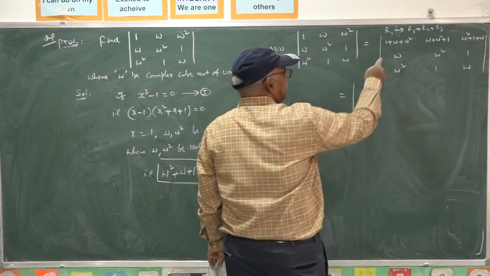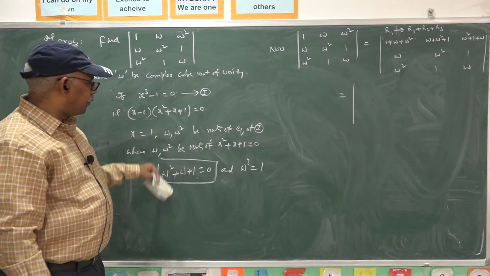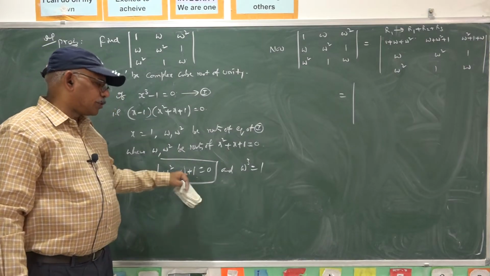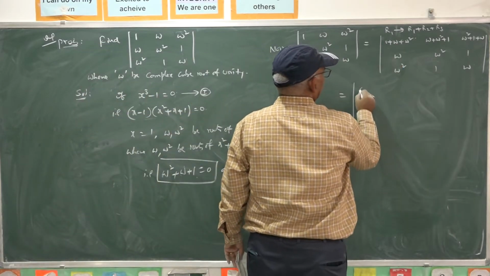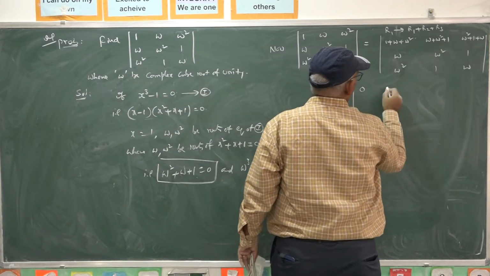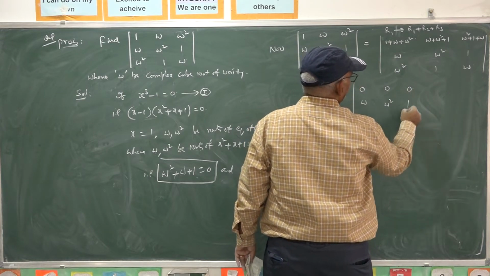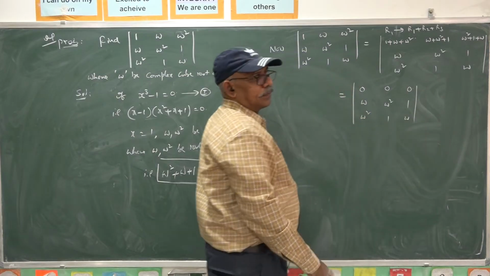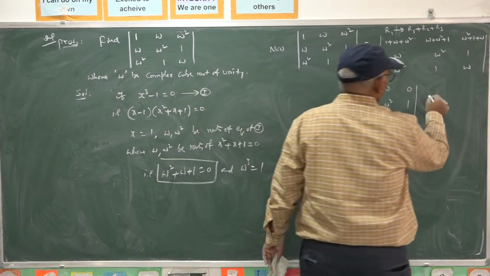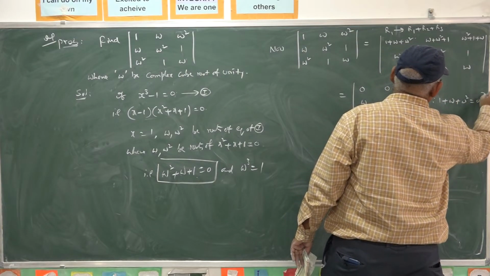Since omega is complex cube root of unity, 1 plus omega square is clearly 0. So, this element becomes 0. This element becomes 0. That element becomes 0. The other rows are omega square, 1, omega square, 1, omega. Since 1 plus omega square is always 0.